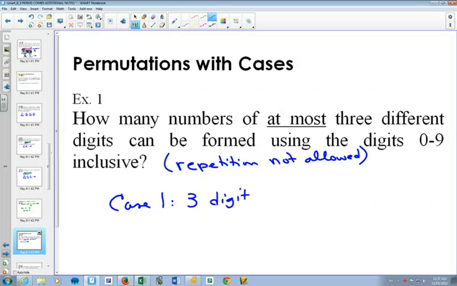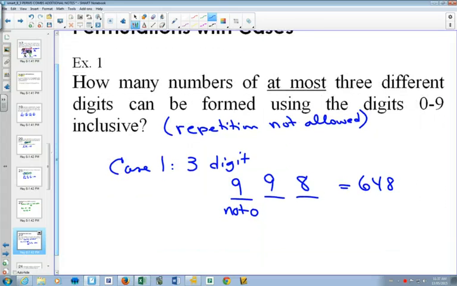For a cases question, this is your little explanation. You write case number 1, 3-digit. You can do your spaces. Do we have any restrictions on our 3-digit numbers? Can't be 0 to start. So that's a restriction. And if it's not 0 here, we would have 9 choices. Now we could throw 0 back in, 9 choices, and then we've used up 2 numbers, so now there's only 8 choices left. 648 in total. Okay? Case 2.